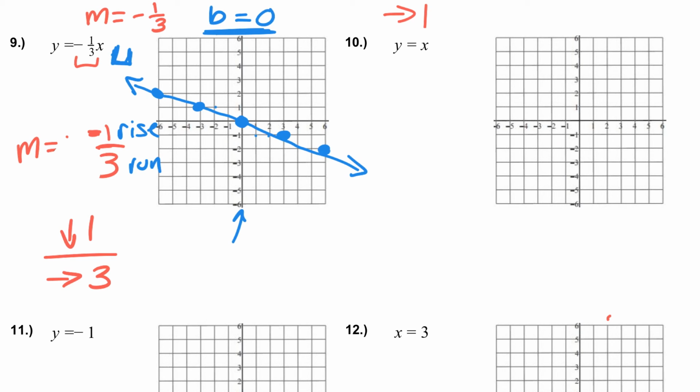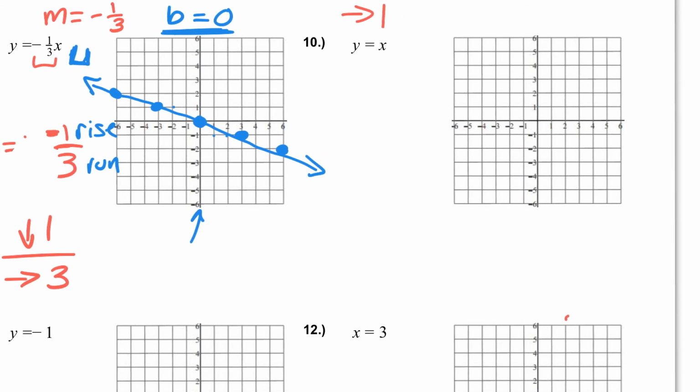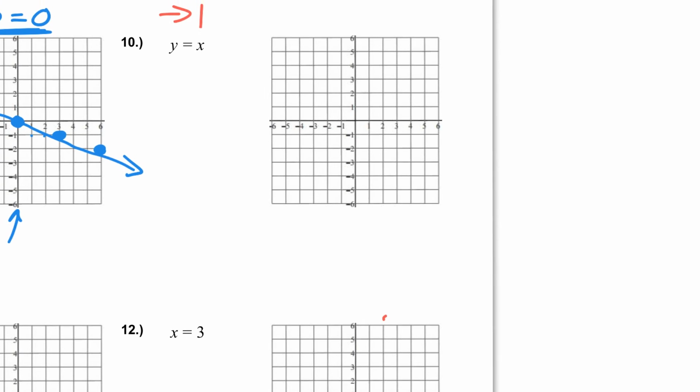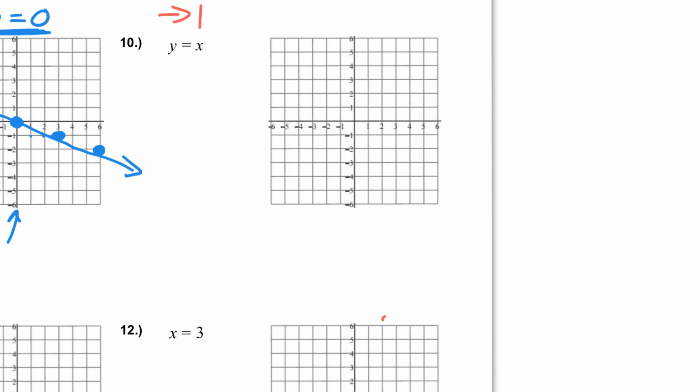A couple more examples, couple more variations that you might see. Number 10, y is equal to x. So let's start by figuring out our slope and our y-intercept. Our m, our slope, is that number that's attached to x. What number is in front of x here? Even though it's not written, we understand that that number is 1.